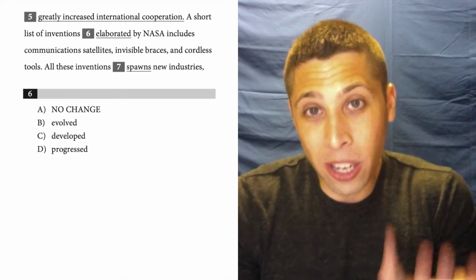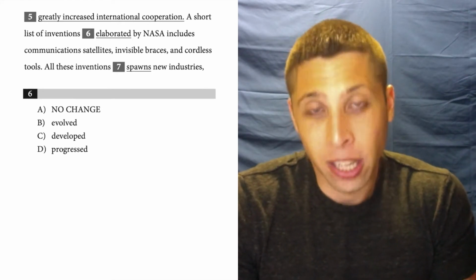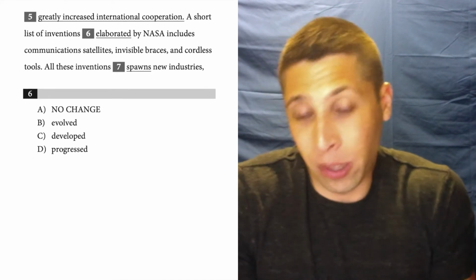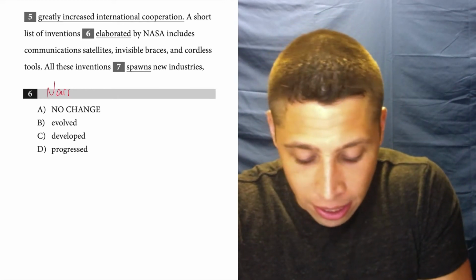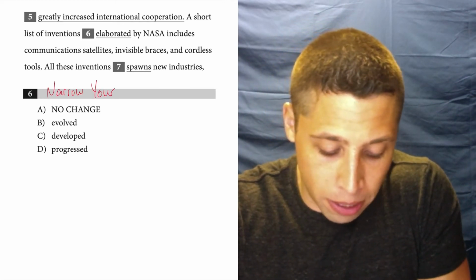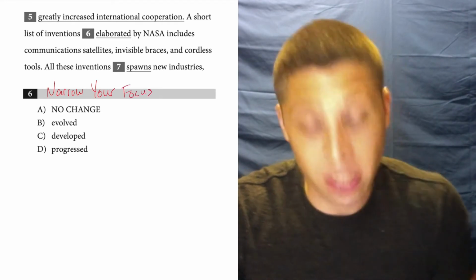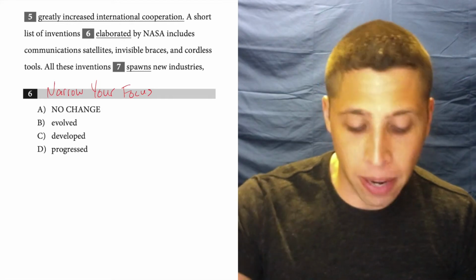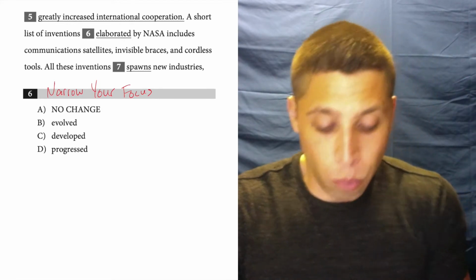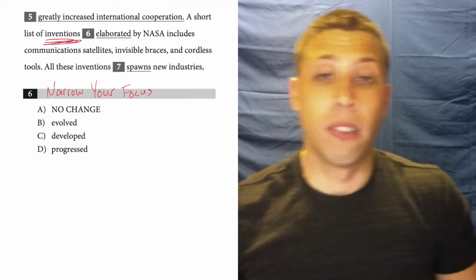So here we have to narrow our focus to what we're really talking about and let that guide us, right? So we are going to trust our instincts here, but if we narrow our focus, it becomes a little bit easier to understand the situation. So this is a short list of inventions elaborated by NASA. So we're talking about inventions.